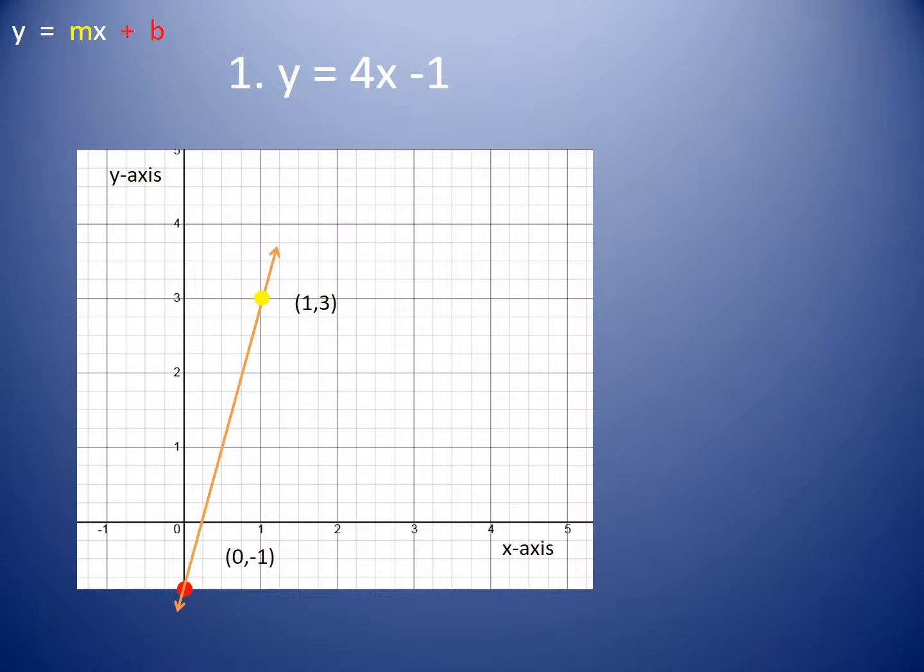Here's the graph for the first one, y equals 4x minus 1. The minus 1 tells us that this line is going to cross the y-axis at negative 1. So the coordinates of the first point are (0, -1). The slope is 4, which will make 4 over 1. 4 tells us we'll go up 4 units. We'll go 1 to the right, and the second point will be at (1, 3). We connect those 2 points, and we got it.